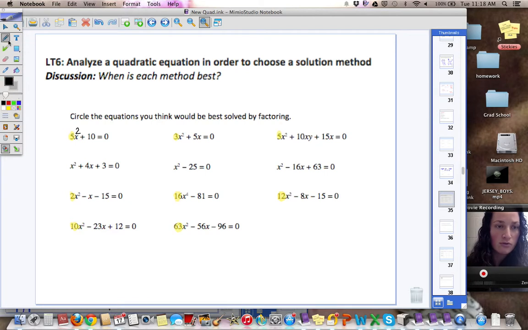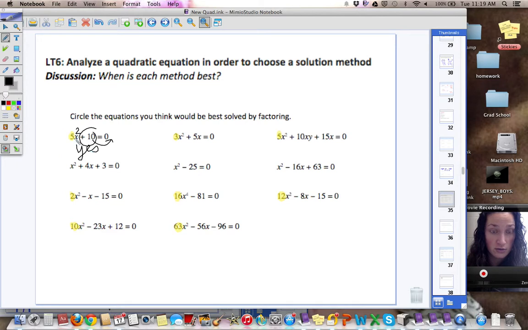So then I want to go through this and think, can I easily factor this? Can I pull something out? So here, this one doesn't even have an x. This one would be a little bit harder. This only has one x term. So for this one, I would probably want to try factoring because I could maybe put this 10 on this side and divide and then take the square root of both sides. So I'm going to say yes to this one.